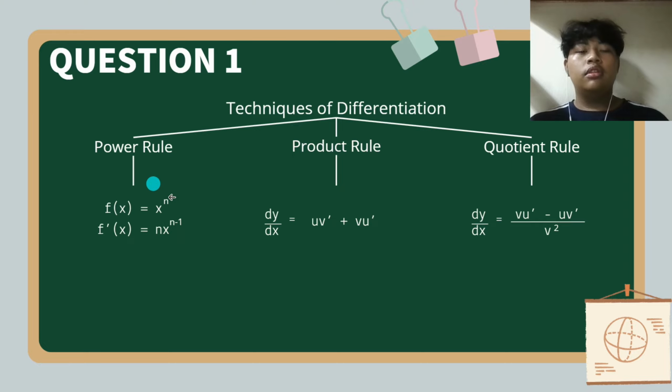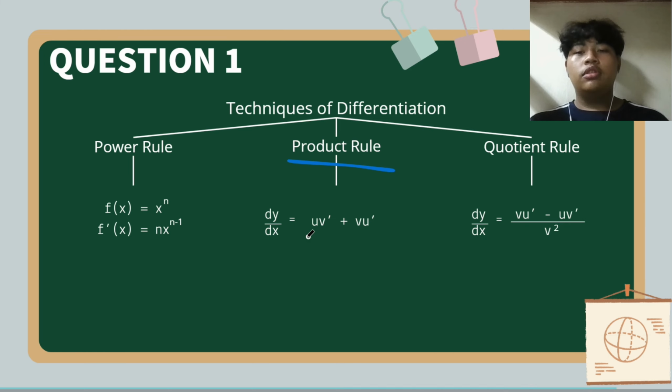First one is the power rule. The power rule we use when there is a power in an equation. The power will be multiplied by the number, and the power will be reduced by 1.